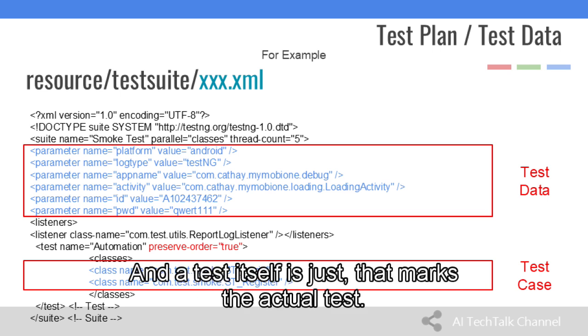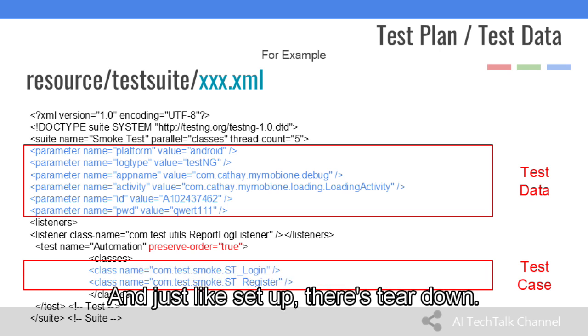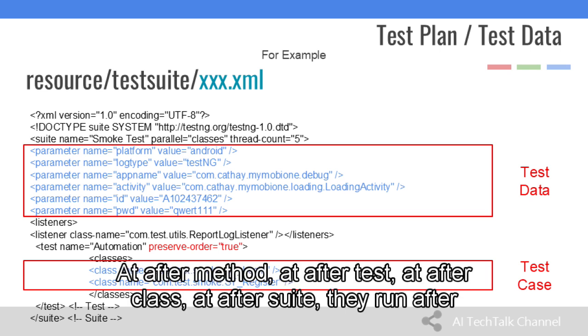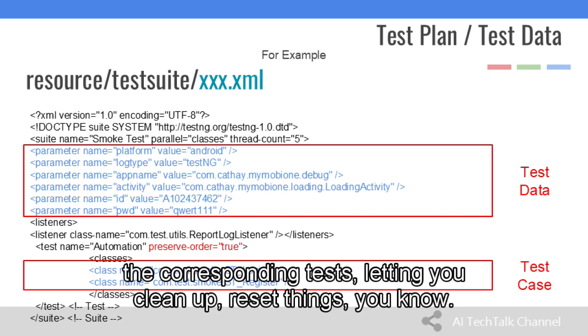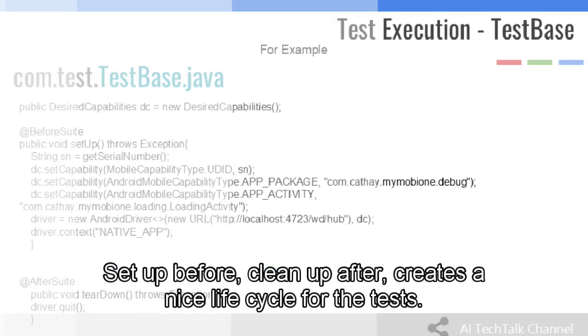And at test itself marks the actual test. Exactly. At test says, this method is a test case, run it. And just like setup, there's teardown. At after method, at after test, at after class, at after suite, they run after the corresponding tests, letting you clean up, reset things. Right. Set up before, clean up after. Creates a nice life cycle for the tests.